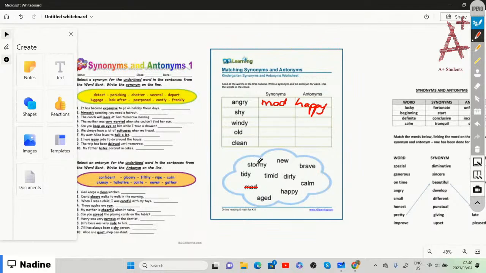Shy. Is it new, stormy, tidy, timid, dirty, calm, happy, or aged?